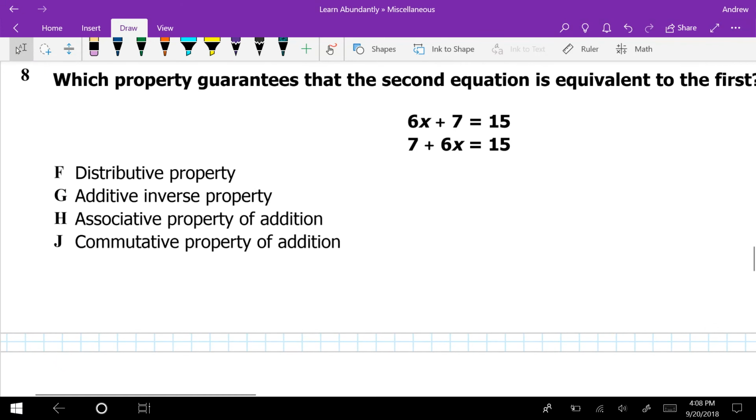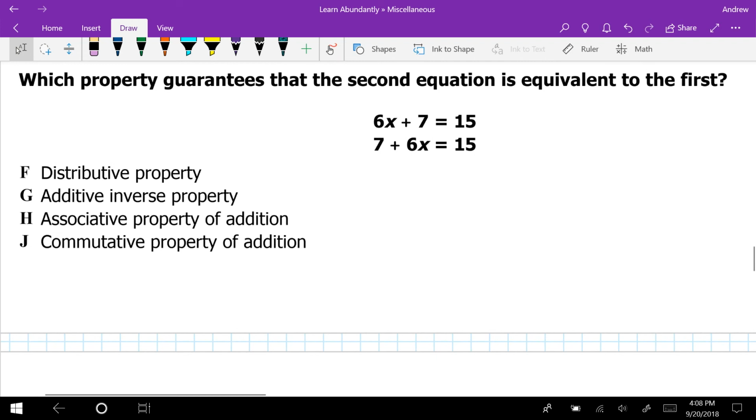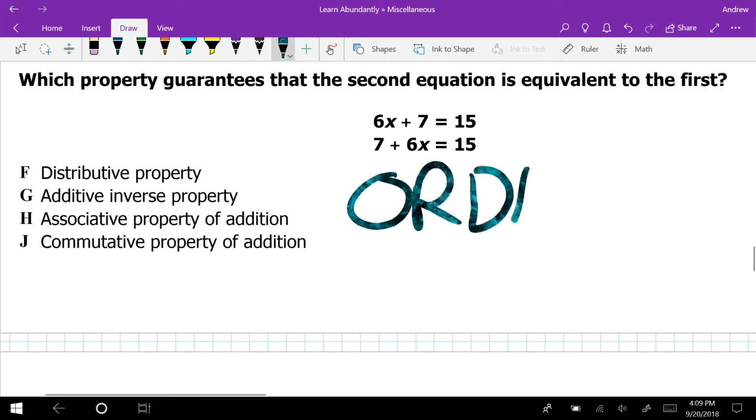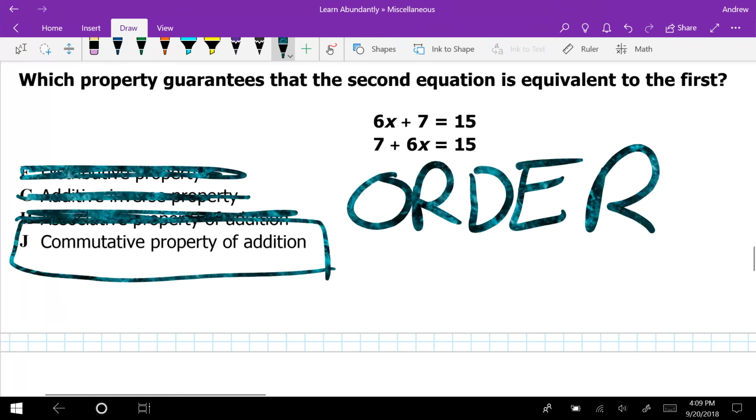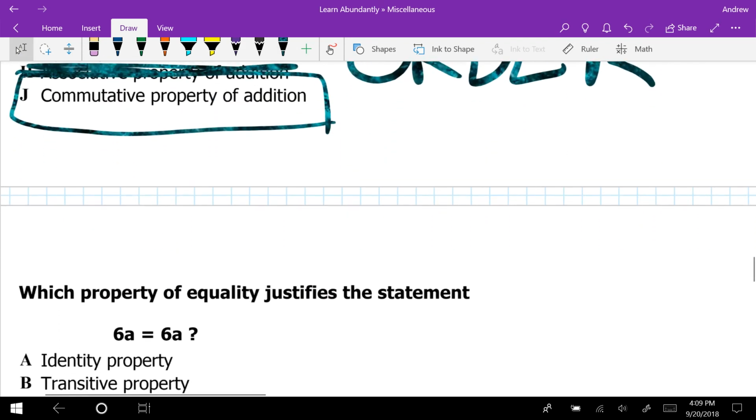Which property guarantees that the second equation is equivalent to the first? What changed between these two lines? It was 6x plus 7. Now it's 7 plus 6x. They switched the order. Did the two sides change? No, just the order on one side. Did they distribute? No, there's no parentheses. Did they add to both sides or something? Did they change the parentheses? The only thing left is actually the commutative property of addition. In other words, commutative property means we change the order. And what order are we changing? We're changing the order we added those two in.